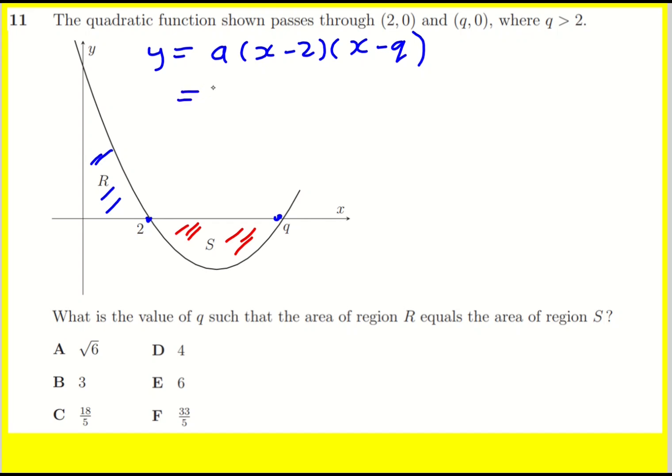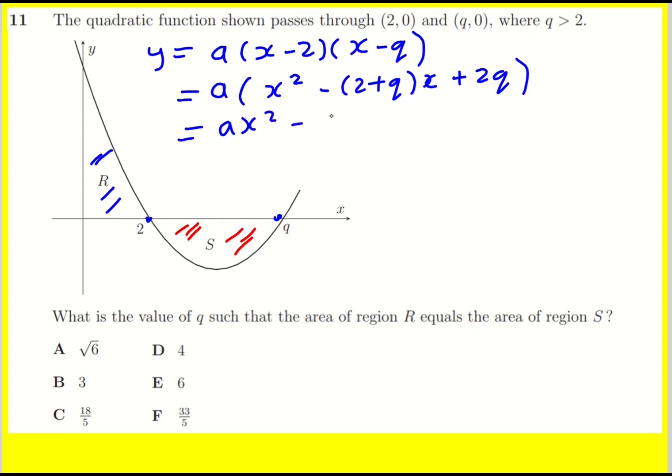And now I'm going to expand the bracket. So I'll get x squared, then minus 2x minus qx. Actually, it'll become minus (2 plus q) times x plus 2q. And finally, a times x squared minus (2 plus q)x plus 2q. In fact, it makes sense to leave the a out, so I'm not going to worry about that.